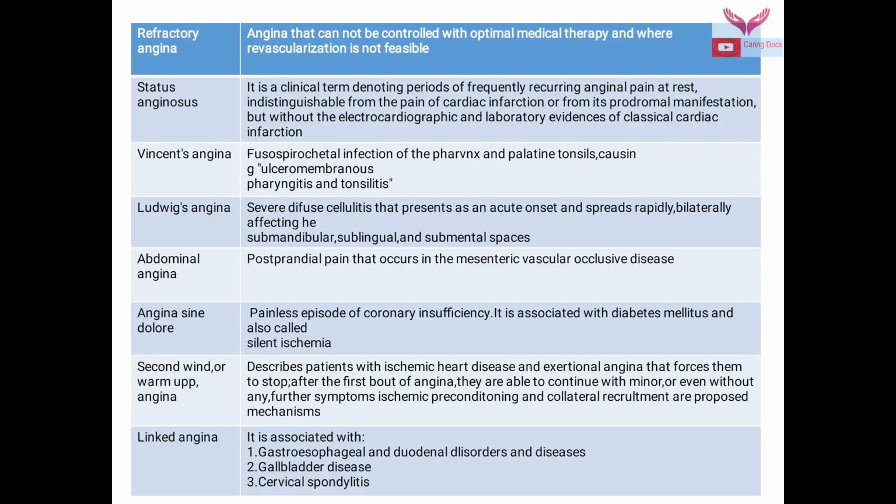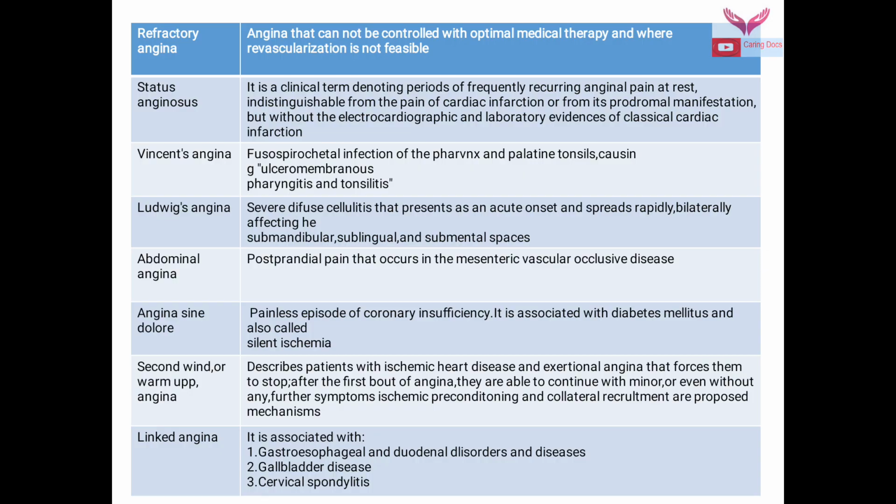Vincent angina is a fusospirochetal infection of the pharynx and palatine tonsil causing ulceromembranous pharyngitis and tonsillitis. Ludwig's angina is a severe diffuse cellulitis that presents as an acute onset and spreads rapidly bilaterally, affecting the submandibular, sublingual and submental spaces. Abdominal angina is postprandial pain that occurs in mesenteric vascular occlusive disease.